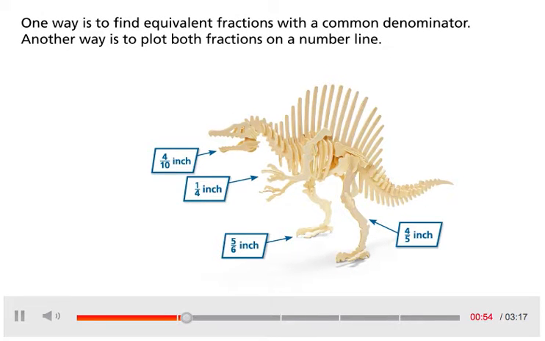One way is to find equivalent fractions with a common denominator. Another way is to plot both fractions on a number line.